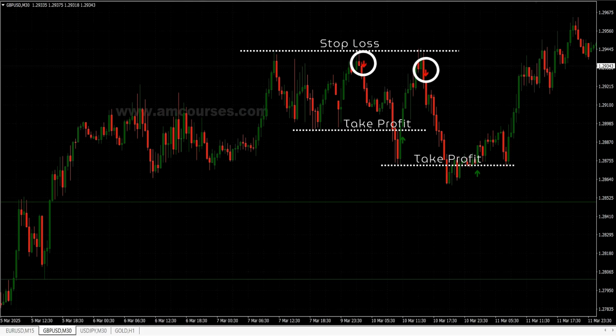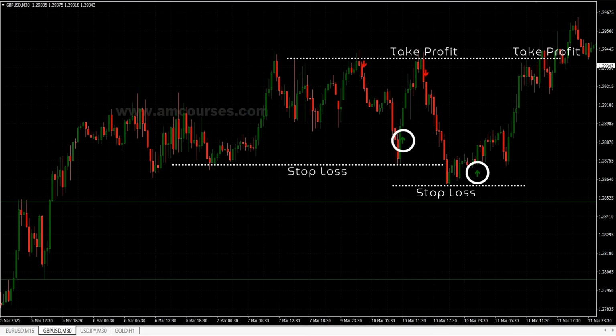We placed the stop loss at the previous resistance level and set the take profit level at the next support level. The price successfully hit both take profit levels, making these strong winning trades. This is why following a structured trading plan is so important.